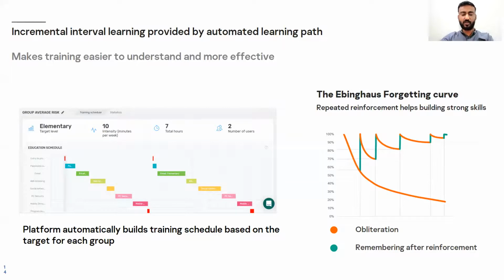Typically, in the general world, if reinforcement is not done, people tend to forget what they have learned in just 2 or 3 days, and it will be problematic for the organization. So using this Ebbinghaus study, the system ensures real skill development and prevents the employees from forgetting what they have learned.